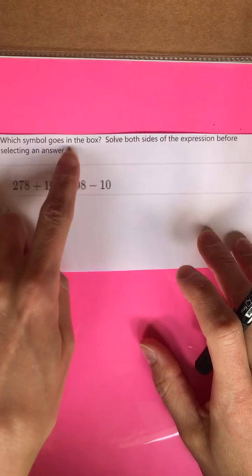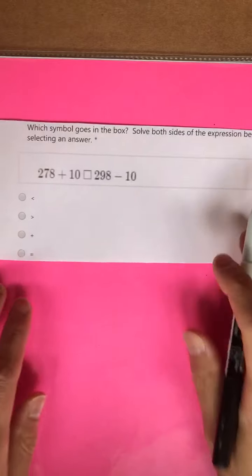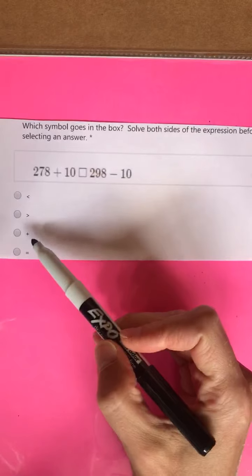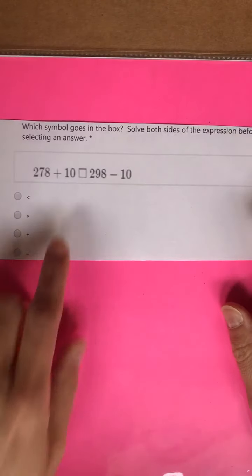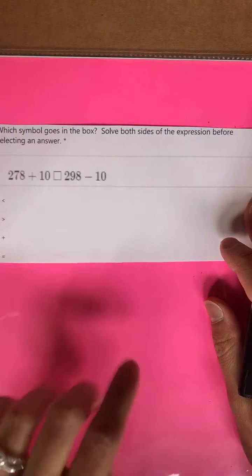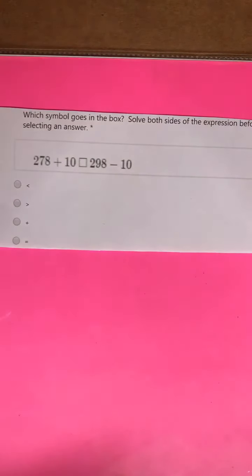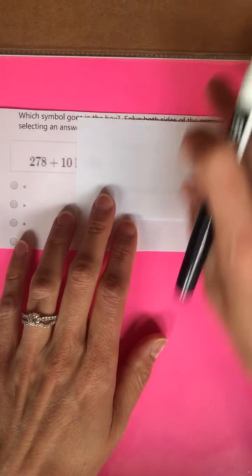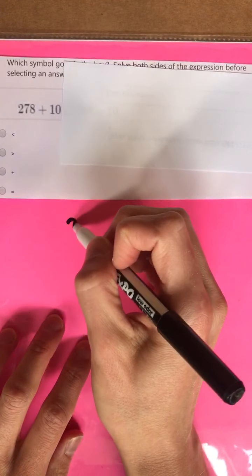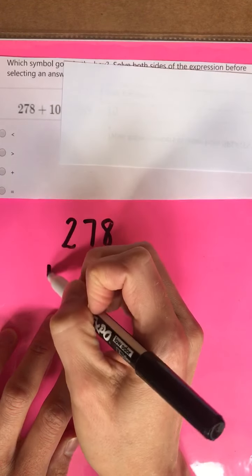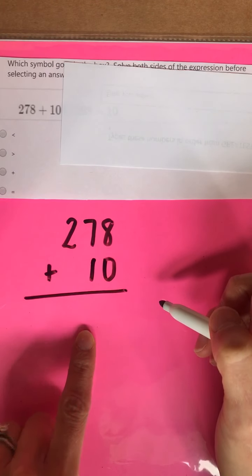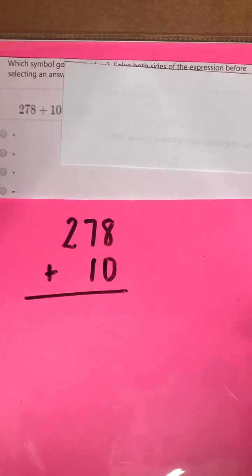This one says, which symbol goes in the box? So we want to know if the numbers are less than, greater than, or if we put a plus sign or an equal sign here. So we have to solve both sides of the expression before we choose an answer. So the first side of the expression is 278 plus 10. So you can go ahead and set that up on your paper. Pause your video, solve it, and press play when you're ready.